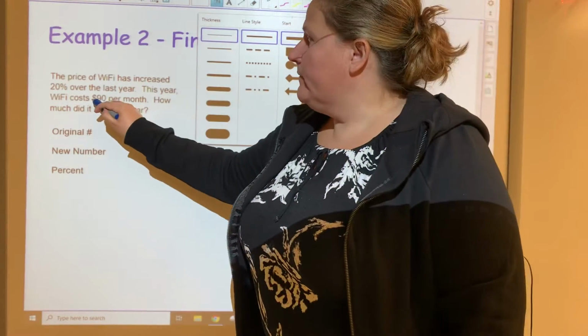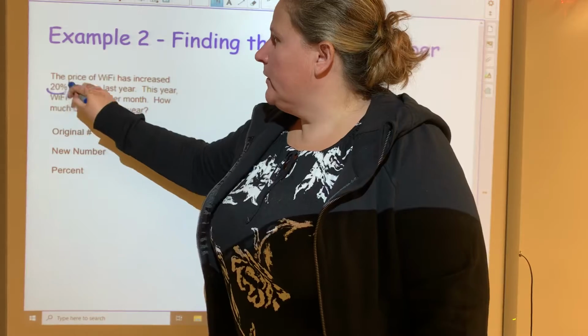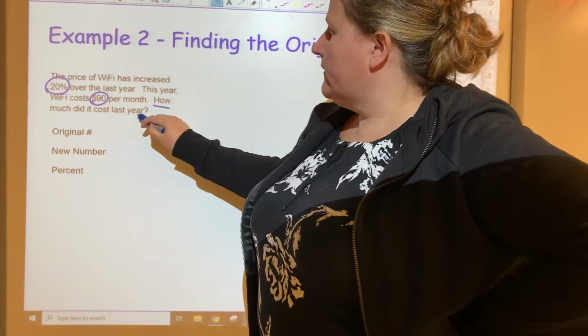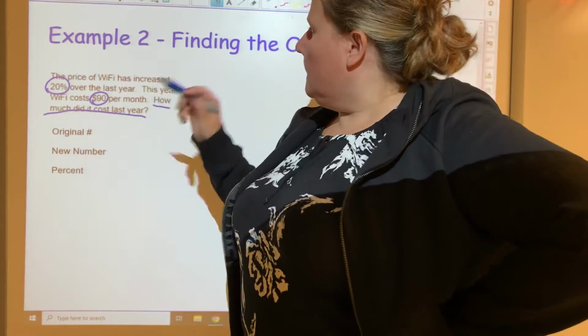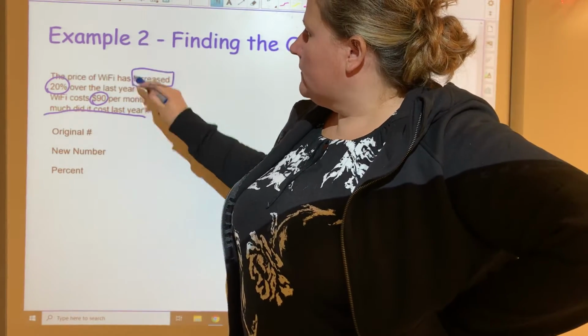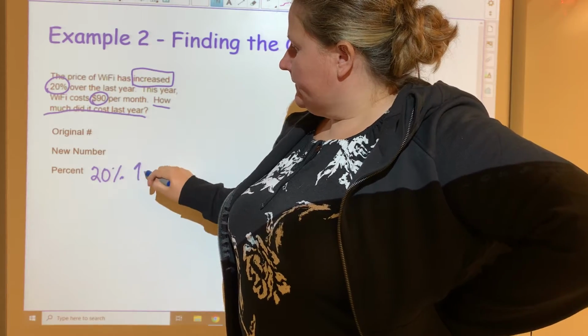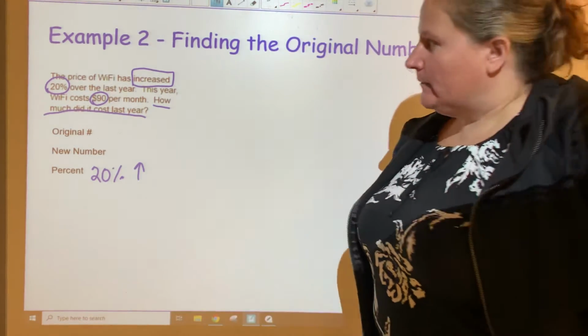So my important numbers, I've got 90, I've got 20%. I'm trying to figure out how much it cost last year, okay? And I know it's increasing. So first off, I'm gonna start if I know my percent. And I know my 20% is going up.